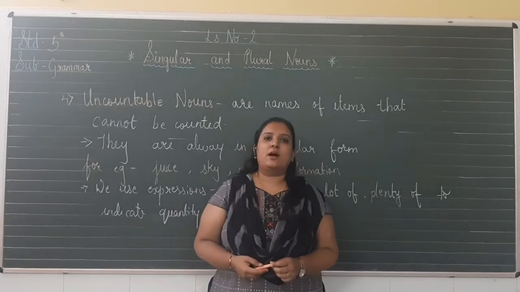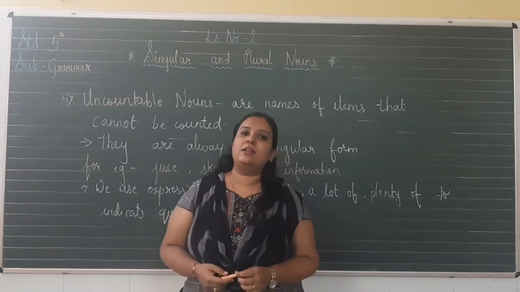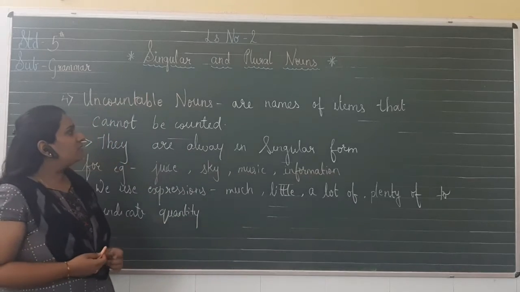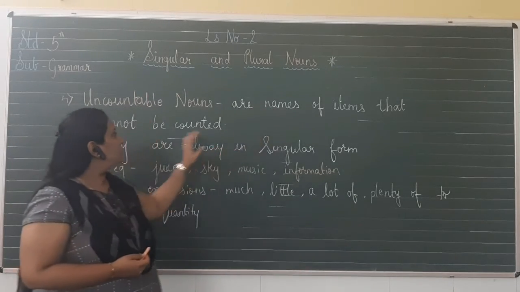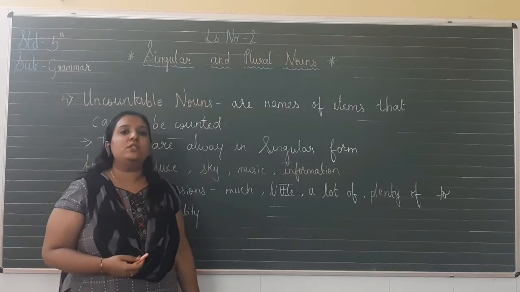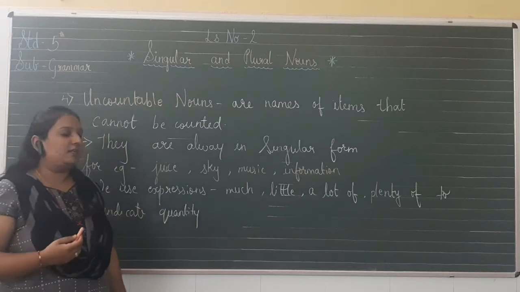Okay students, so after learning countable nouns, let us have a look at the definition of uncountable nouns. Now what do you mean by uncountable nouns? Uncountable nouns are the names of items that cannot be counted. It refers to the entities which we cannot count. Now let us have a look at some examples of uncountable nouns.